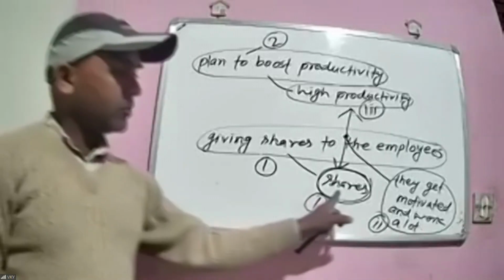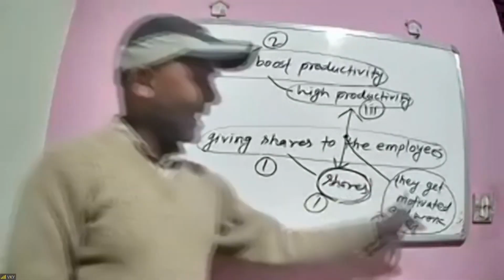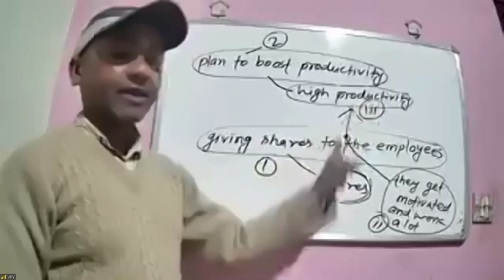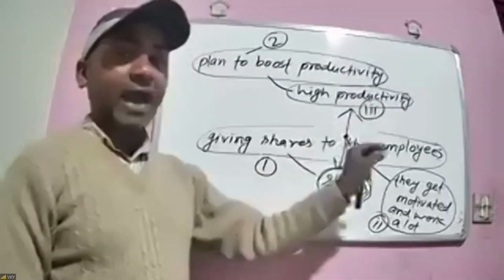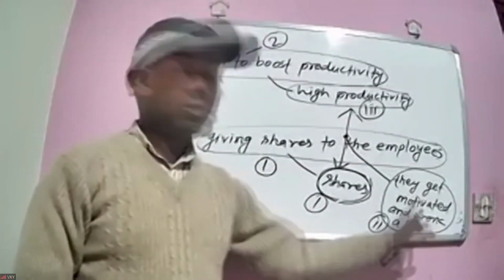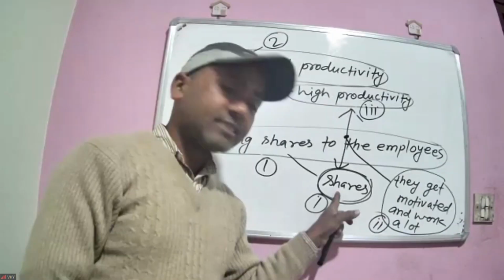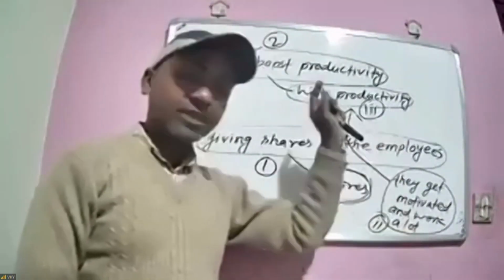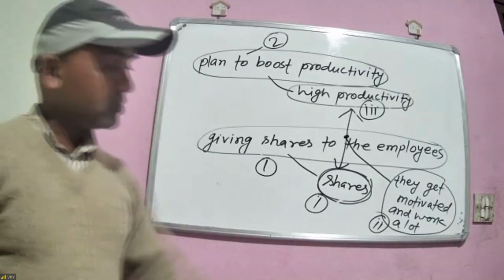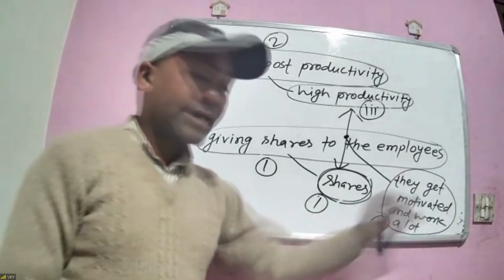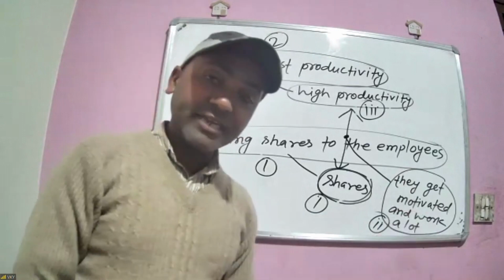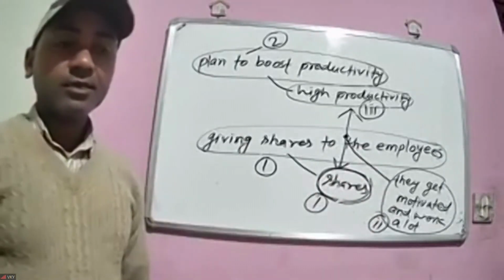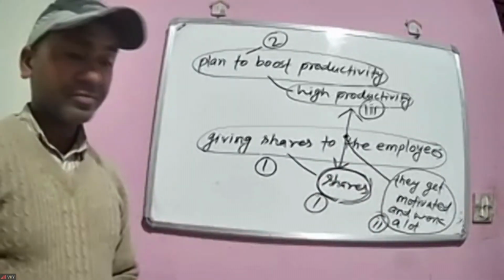Which idea is this? First idea, second idea, then this is the third idea. So here in the conclusion only these two ideas are given, and between these two ideas there is a gap. In that gap, you can logically understand: they get shares, then they get motivated and work a lot, then productivity is high. Is it clear? So this is assumption. This is extra evidence which makes the conclusion complete. Now, is this much clear to you?